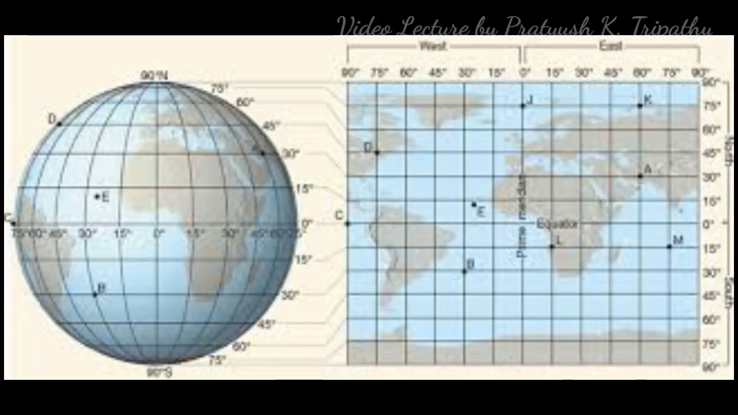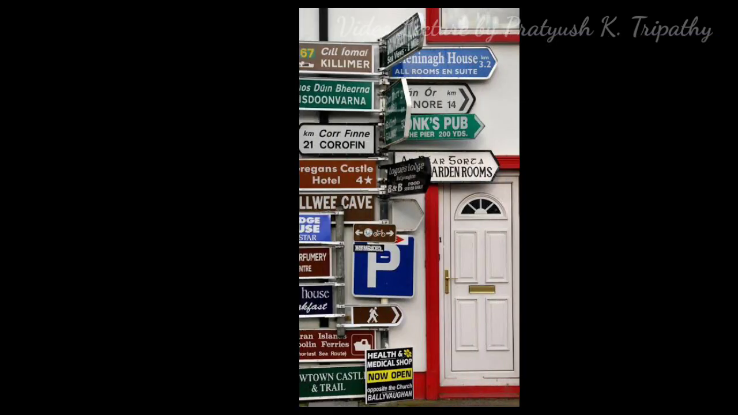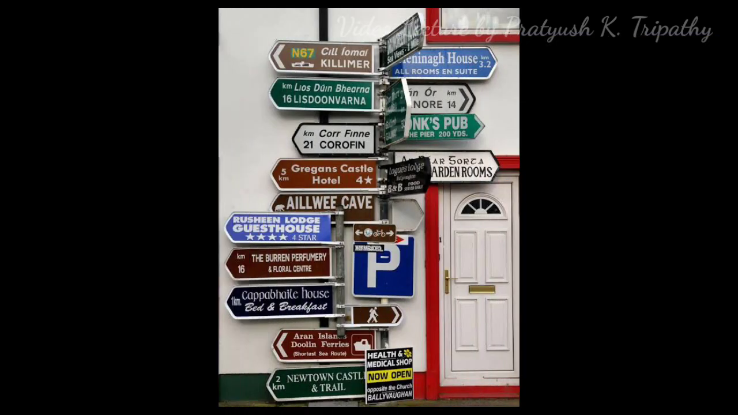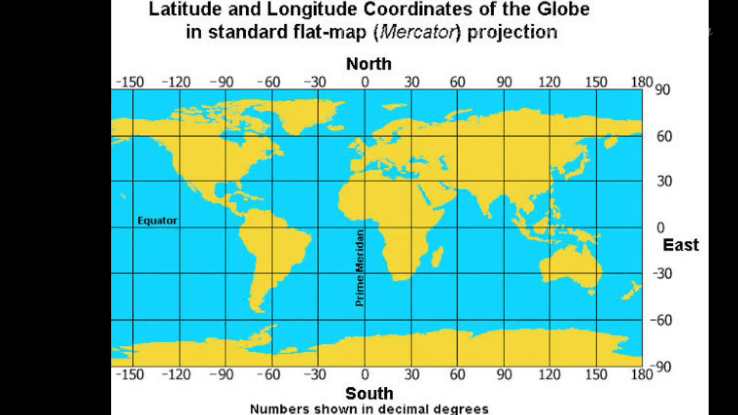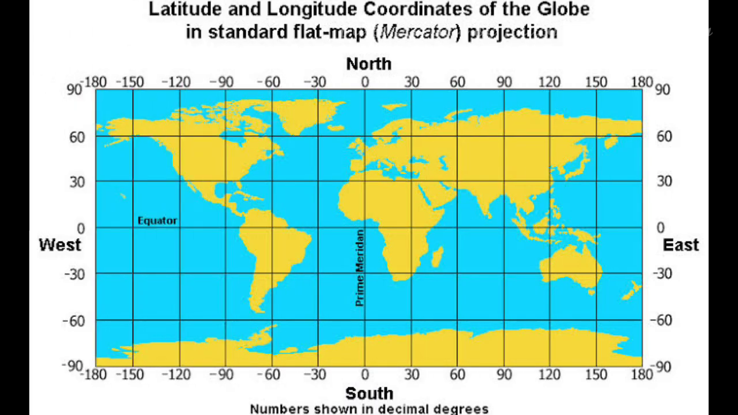So, a complete network of parallels of latitude and meridians of longitude drawn on the map or globe is called the Earth's grid. Earth's grid enables us to determine the location of any point on Earth. Let's now talk about latitudes and longitudes. First, let's talk about latitudes.